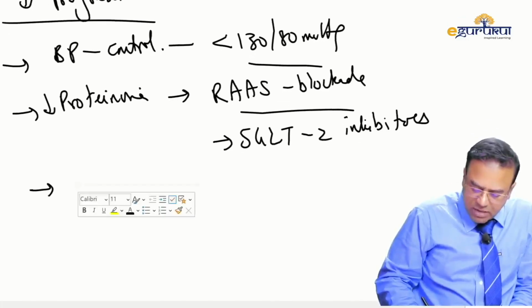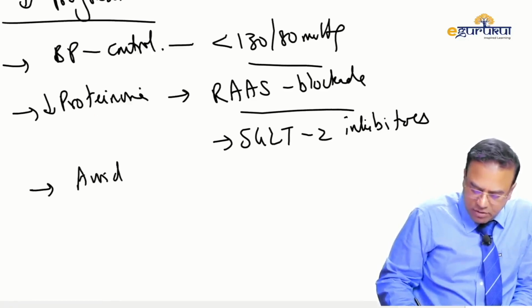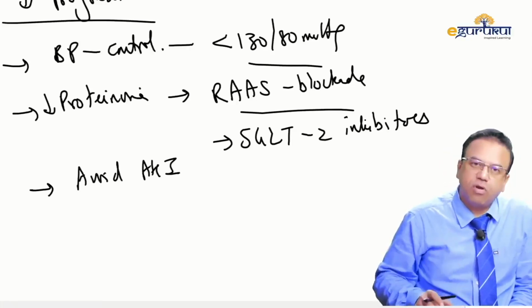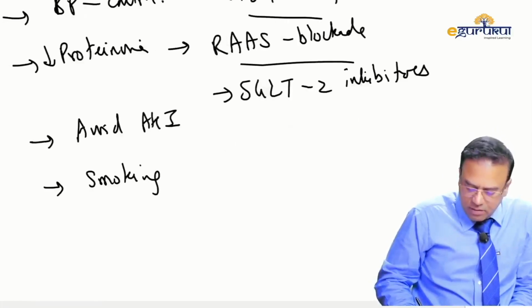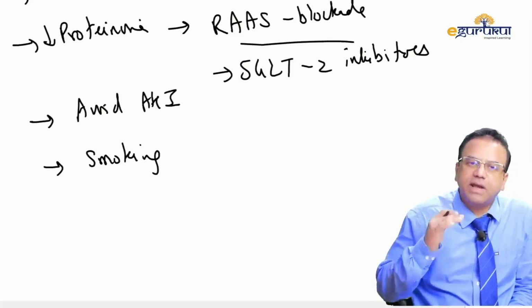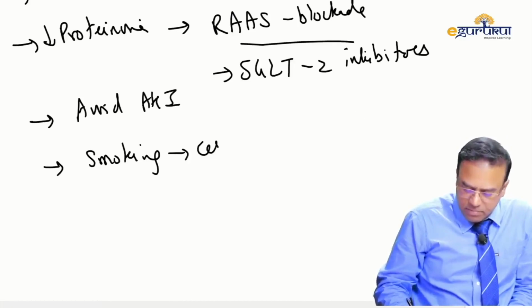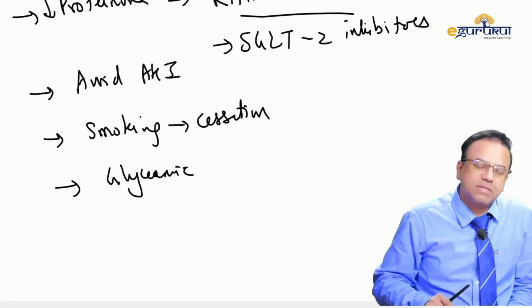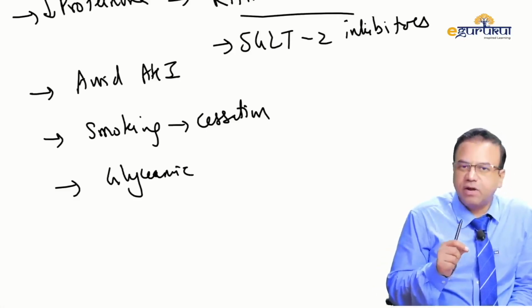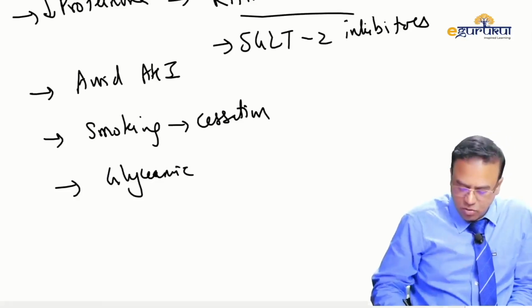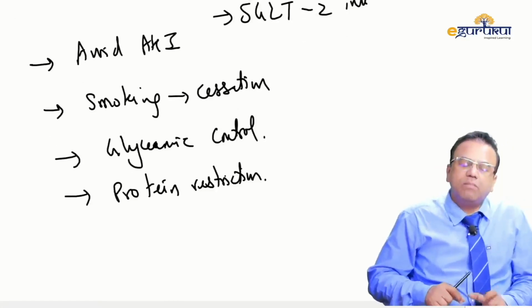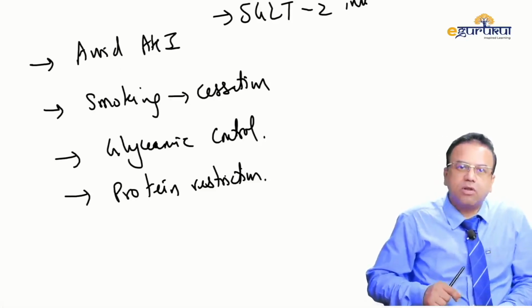Anything that can cause AKI, avoiding it is highly beneficial. Each insult is going to worsen the CKD by causing a tremendous amount of nephron loss. Smoking is found to significantly increase CKD progression, so smoking cessation is very, very important. Good glycemic control, especially in diabetic nephropathy, because it's a microvascular complication. The better the glycemic control, the more the microvascular complications, as we discussed in diabetes, are going to decrease. Protein restriction is also important. So these are all proven benefits. They are all definitely going to reduce the progression of CKD.